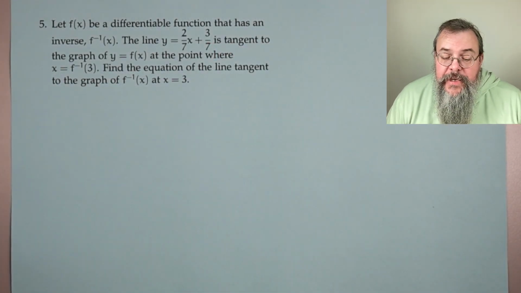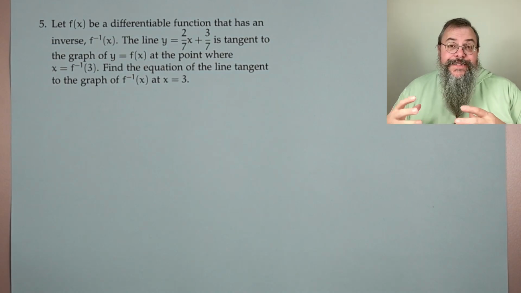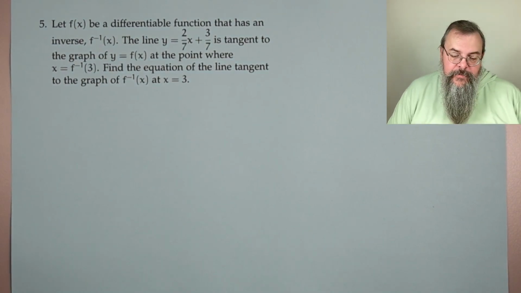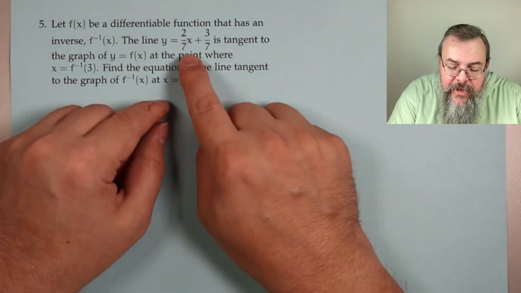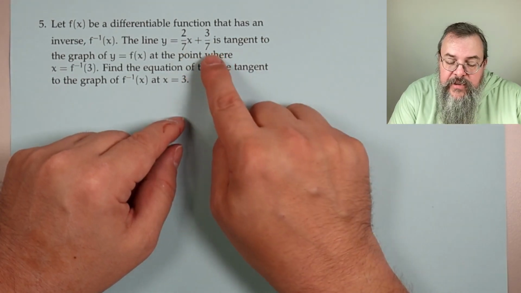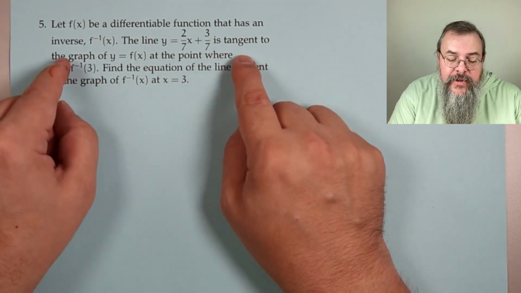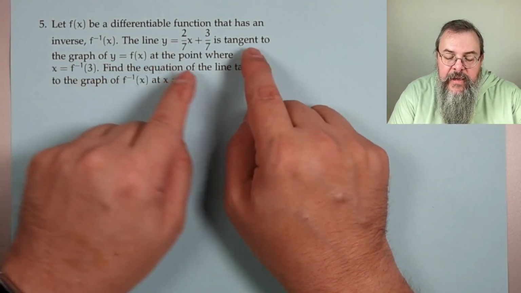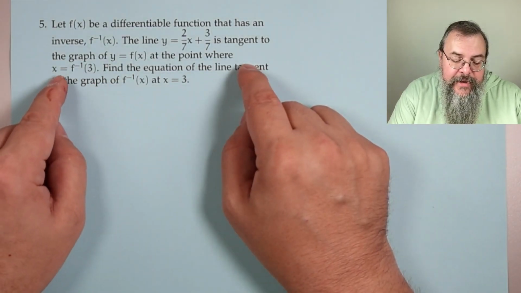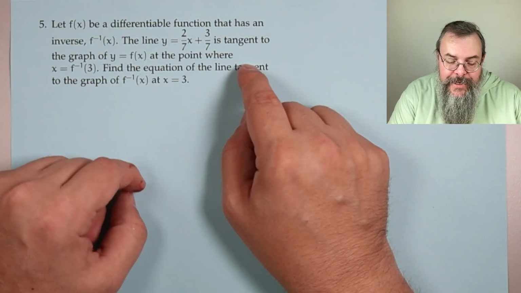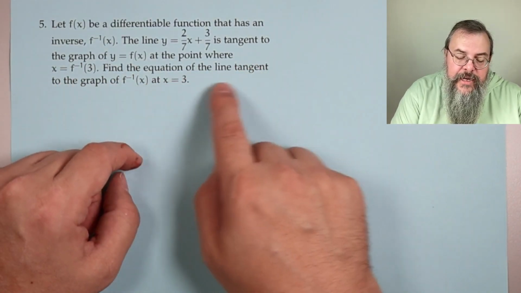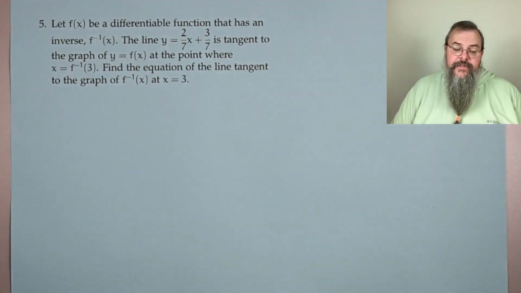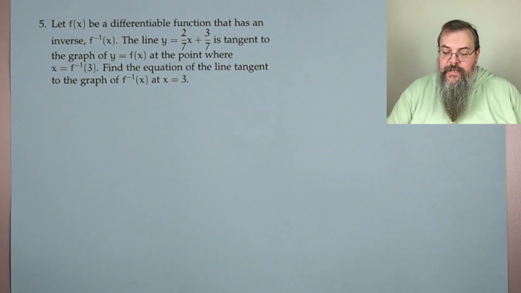Let f of x be a differentiable function that has an inverse f inverse of x. The line y equals 2/7 x plus 3/7 is tangent to the graph of y equals f of x at the point where x equals f inverse of 3. Find the equation of the line tangent to the graph of f inverse of x at x equals 3.